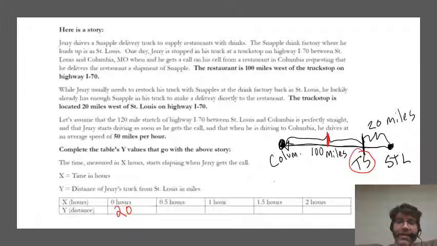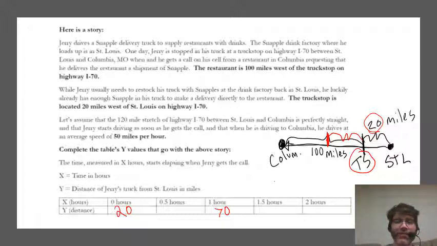So if he has driven these 50 miles in 1 hour, he is 50 plus 20 miles away from St. Louis. So 50 plus 20 is 70. So in 1 hour, just 1 hour of driving from the minute he gets the phone call, he's now 70 miles away from St. Louis because at time zero, at 0 hours, he was already 20 away. So in 1 hour, he'll be 50 plus 20, which is 70.